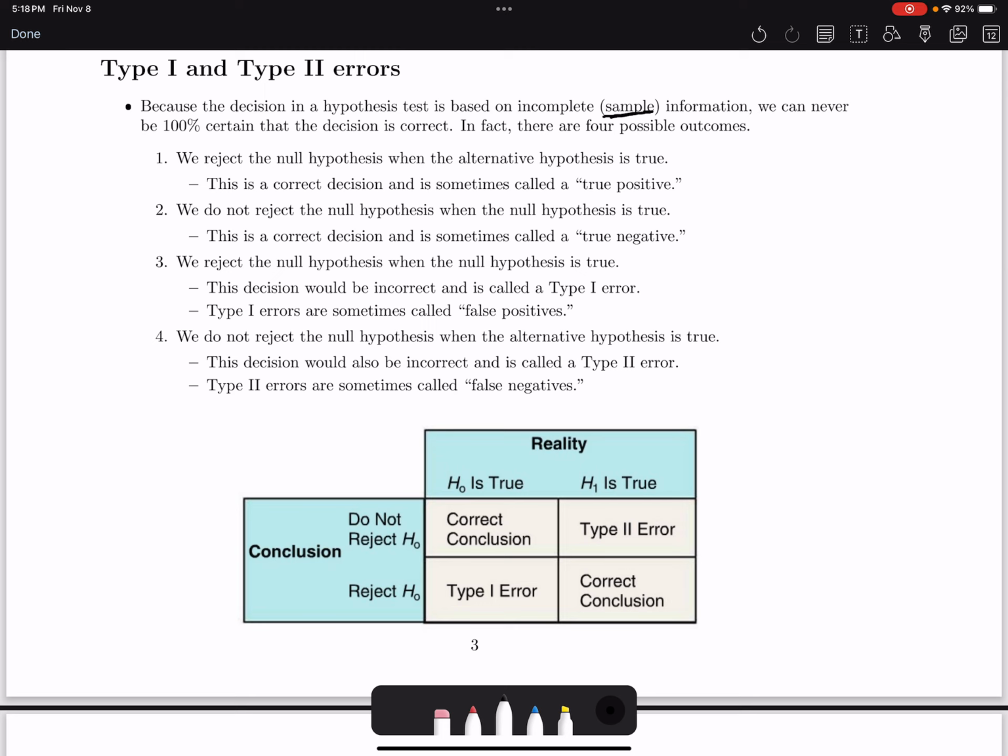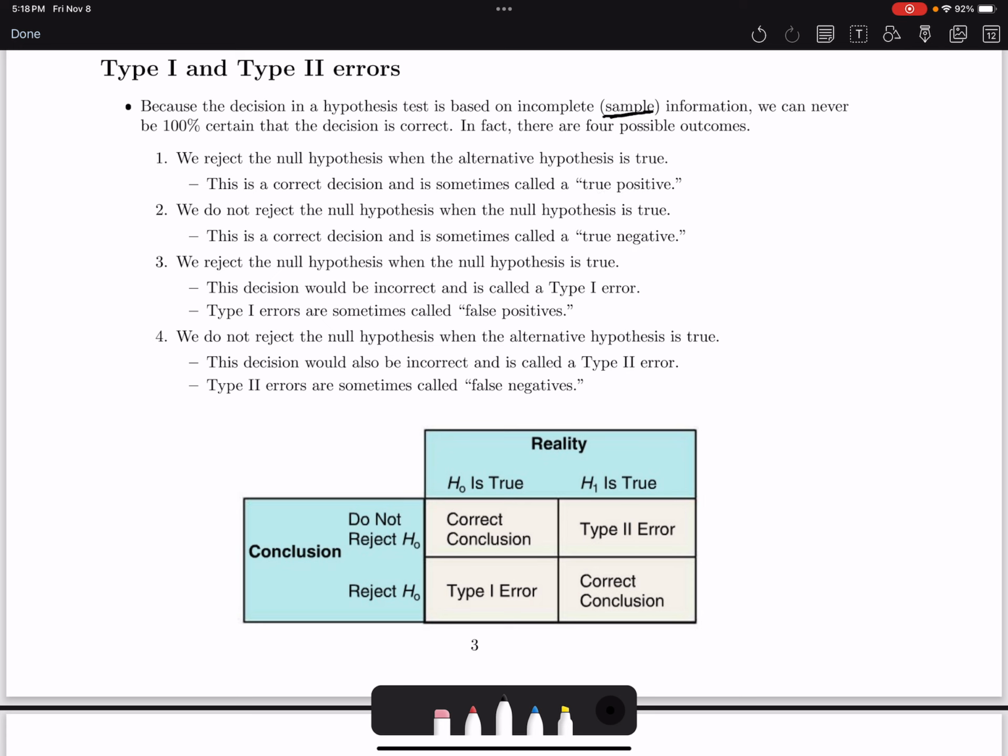So these first 2 outcomes are correct decisions, okay? If we reject the null hypothesis when the alternative hypothesis is true, then that's a good thing, right? Because if the alternative hypothesis is true, then we want to reject the null. So that would be a correct decision. We sometimes call that a true positive, okay? Another way we can make a correct decision would be to not reject the null hypothesis when the null hypothesis is true. This would also be a good thing, right? Because if the null hypothesis is true, then we don't want to reject it. So this is sometimes called a true negative.